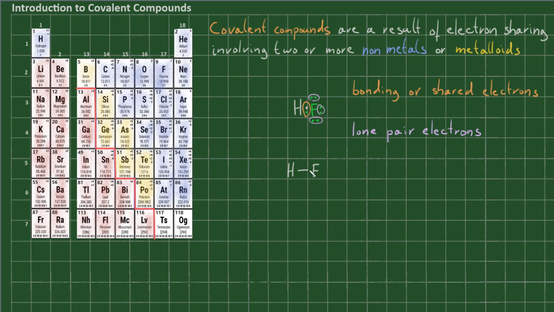The dash, or the line between the hydrogen and the fluorine, represents a pair of shared electrons. Note that in most cases we do not draw in the lone pair electrons. That being said, there are cases where we do draw in the lone pairs, because they help us explain the shapes and reactivities of molecules.